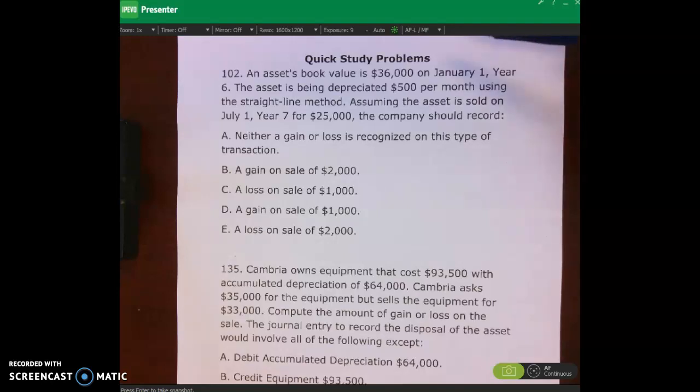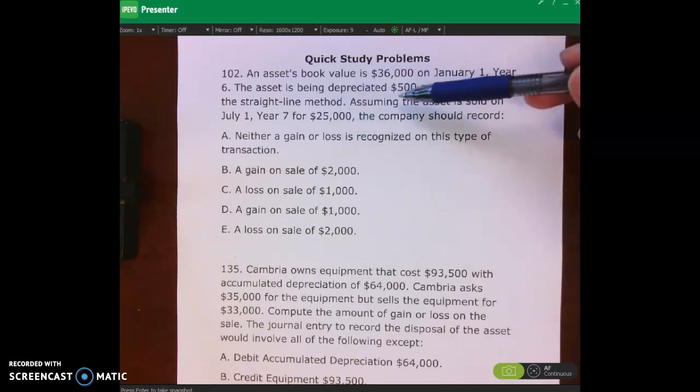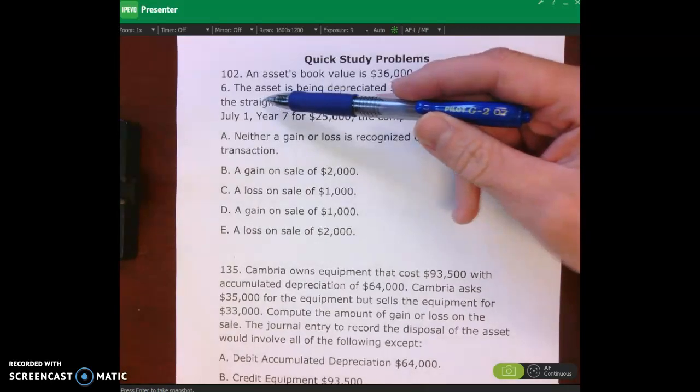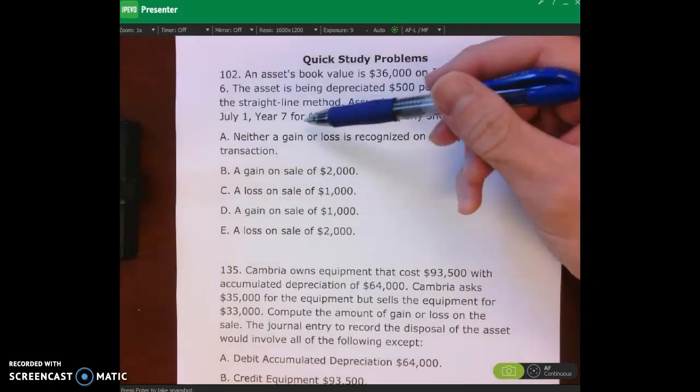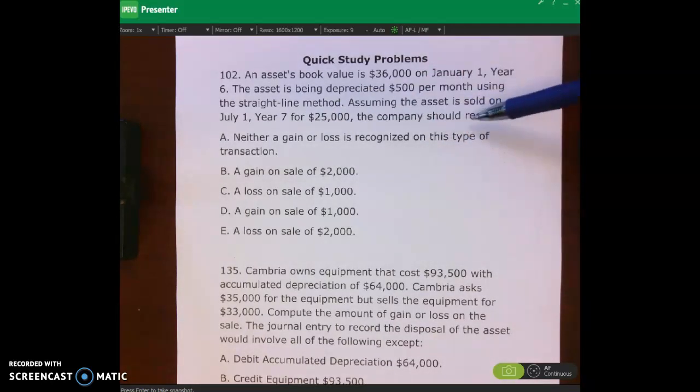It says an asset's book value is $36,000 on January 1st, year 6. So the beginning of year 6. The asset is depreciated $500 per month using straight line, okay? Assuming the asset is sold on July 1st, year 7, and so you can see that is 18 months later that they sell it for $25,000, the company should do what?